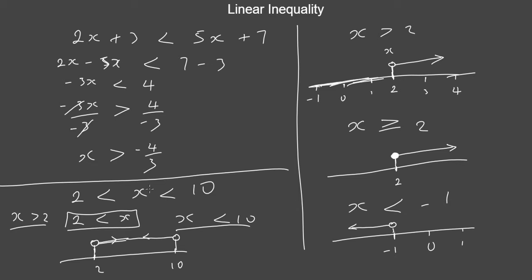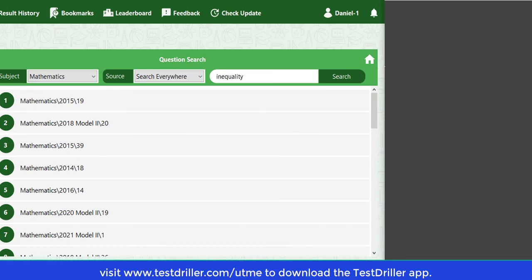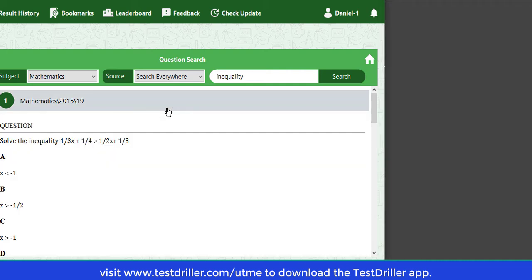So let's take a look at some examples from past questions. So let's solve some questions. This time around, we are going to take some questions from the TestDriller UTME app, and I'm going to use the question search feature to extract questions related to inequality. So the first question I'm going to solve is question 19 from the year 2015. So here's the question. The question states that we should solve for this inequality.